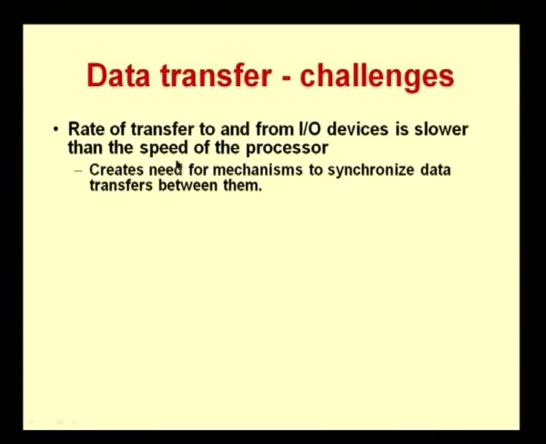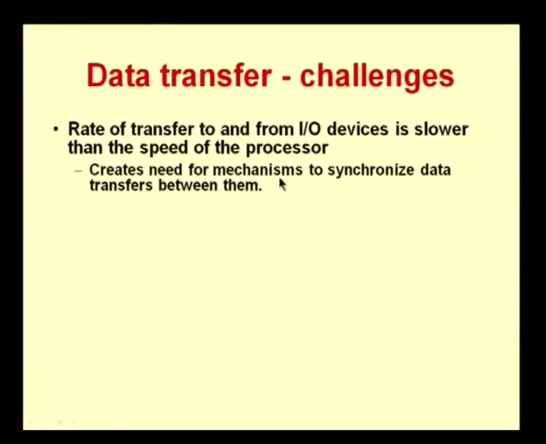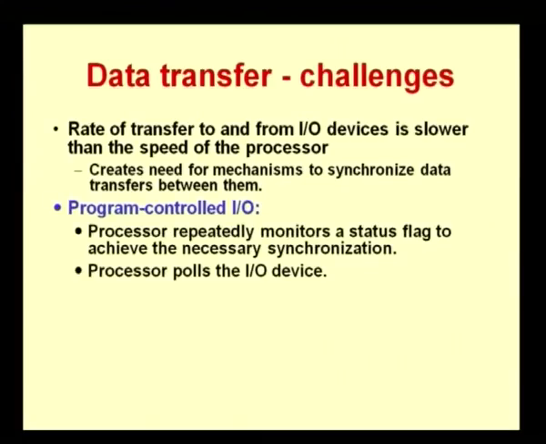One of the challenges is that the rate of transfer to and from IO devices is slower than the speed of the processor. This is something that we need to keep in mind. This means we need to have mechanisms to synchronize data transfers between them. So, this is the first challenge, that there is a difference in speed.